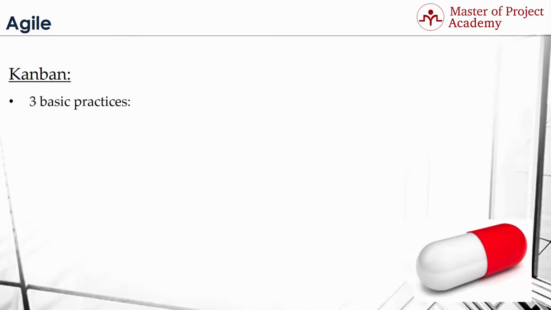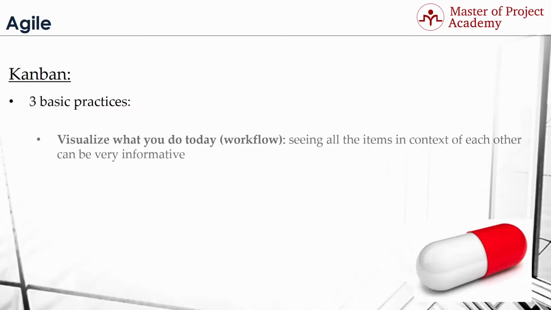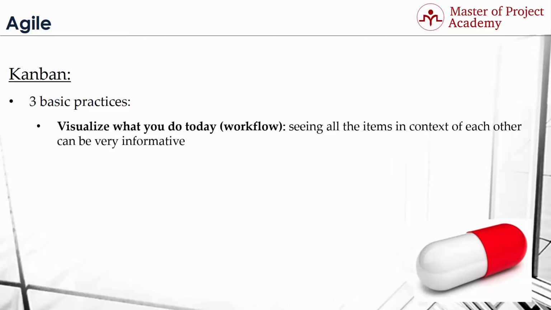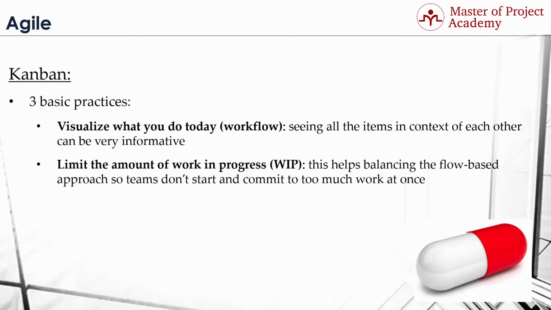There are 3 basic practices of Kanban. These are: visualize what you do today. Seeing all items in context of each other can be very informative. The Kanban board is for this purpose actually. All work that is in progress, done, and waiting for the next step to be processed is visualized on the board. Limit the amount of work in progress.